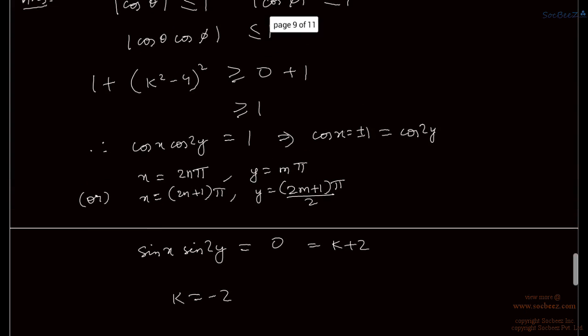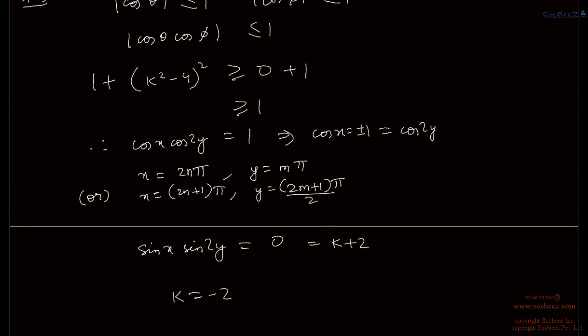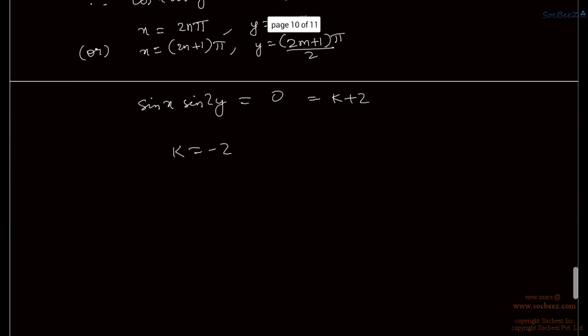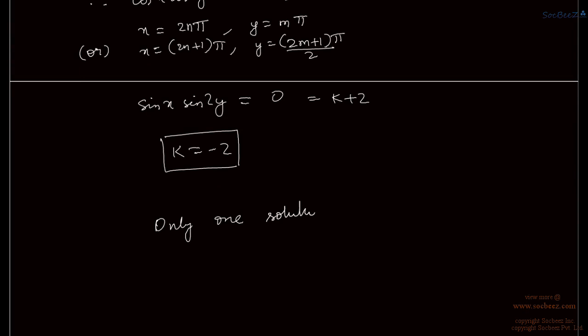Now, from here we got that k squared minus 4 had to be 0, so k could be plus or minus 2. But from this equation it clarifies the matter, and that is that the only value k can take is minus 2. So this is the solution. There is only one solution, that k is equal to minus 2.